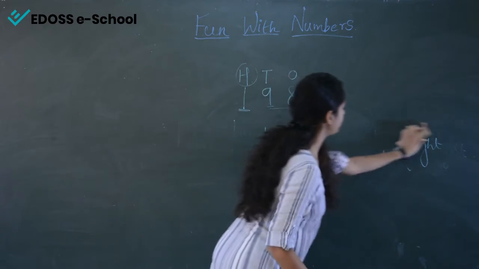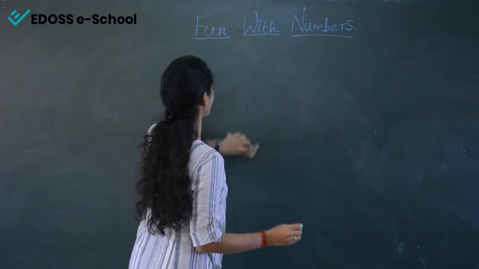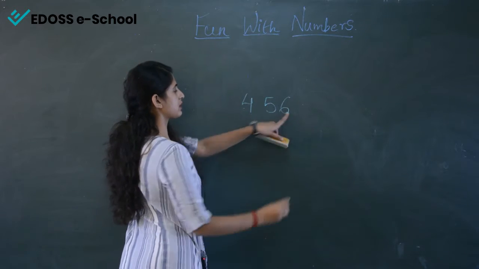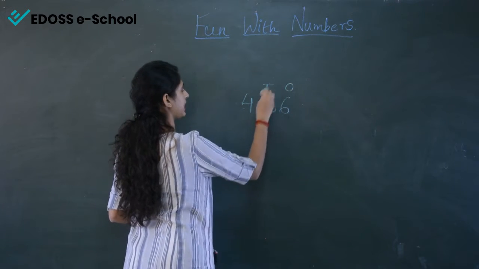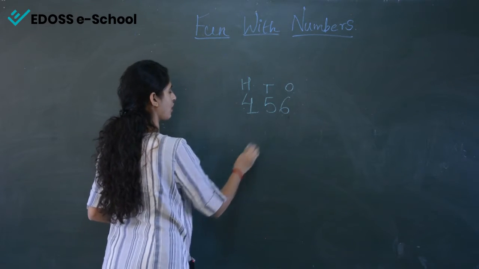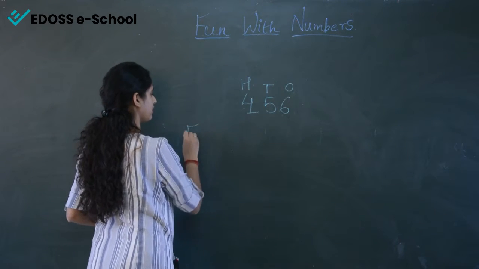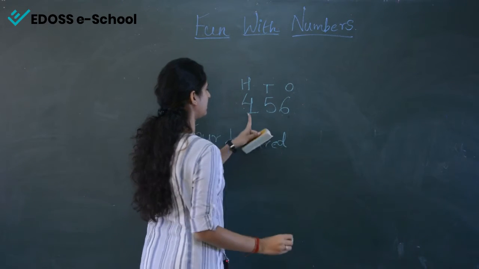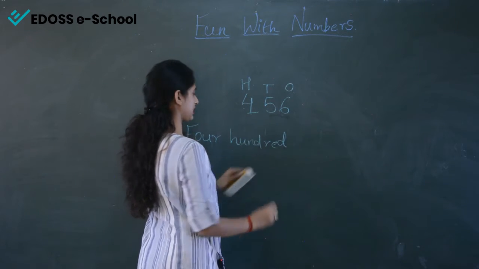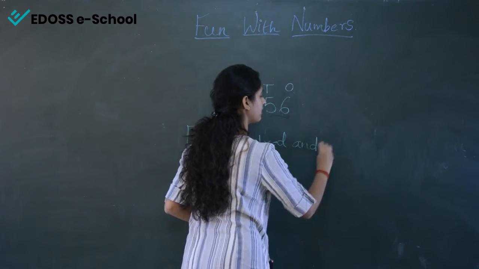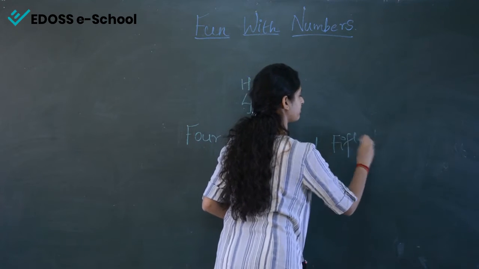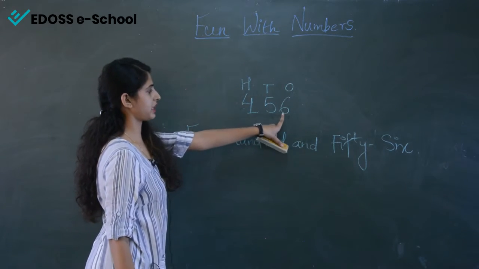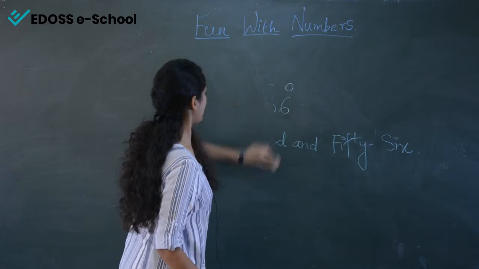Let's take the next example. The place value of 6 is 1's, then 10's and 100's. So how will we write? 400. How do we read this? 56. So 456.